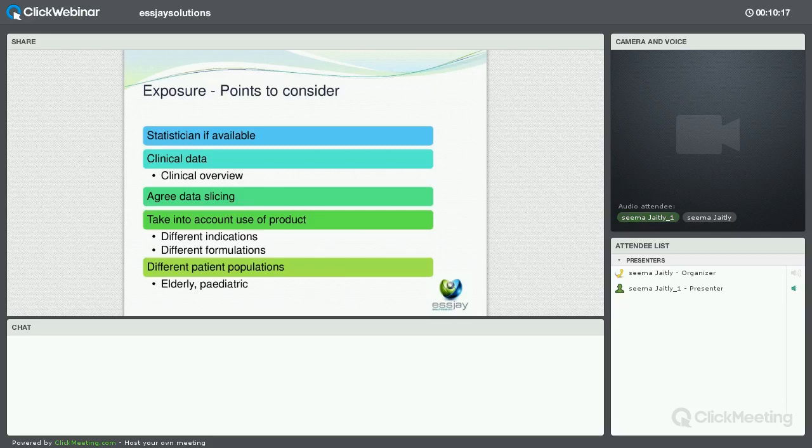You do need to agree or consider how you're going to present that data and take into account, though, the use of your product. So your indications, your formulations, if there are different uses in different territories, look at how you can present that. So it's very clear how the product is being used in the post-authorization setting. And I think, again, I've put here the different patient populations, your elderly, pediatric.